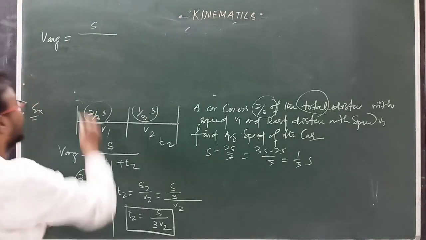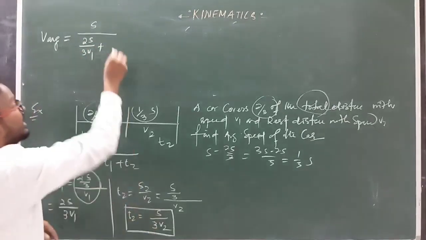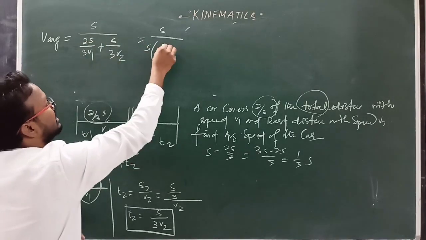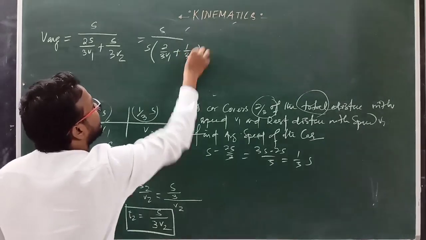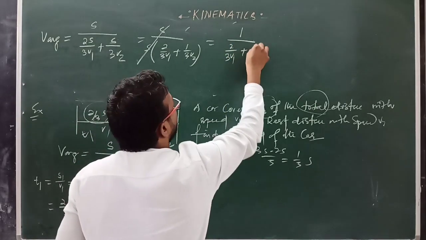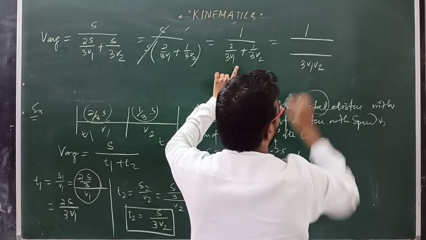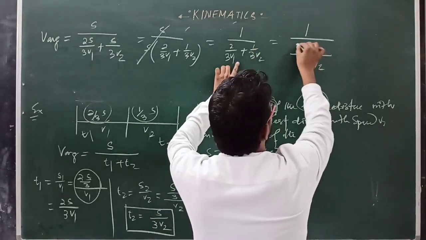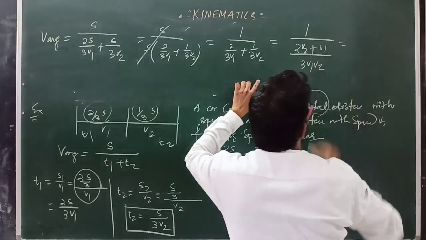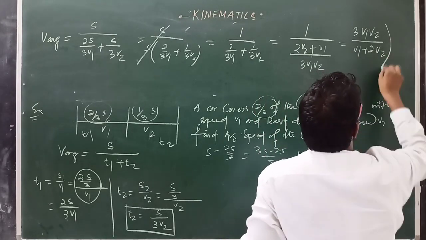divided by total time taken, T1 plus T2, where T1 equals 2S by 3V1 plus S by 3V2. S is common and cancels, so we get 2 by 3V1 plus 1 by 3V2. Taking 1 by 3V1V2 common, we get 2V2 plus V1. Then the final answer is 3V1V2 divided by V1 plus 2V2. This is the average speed.